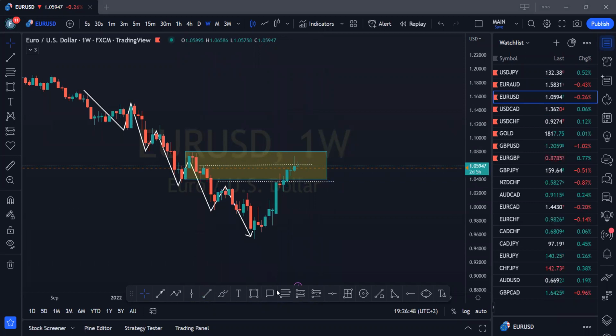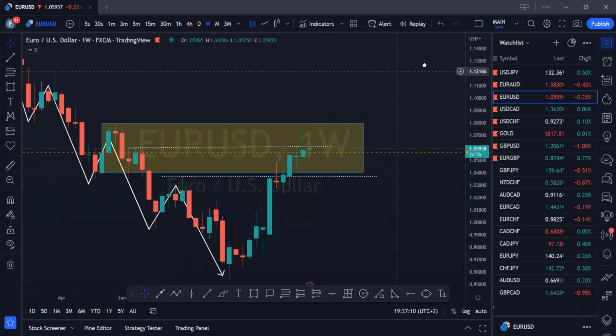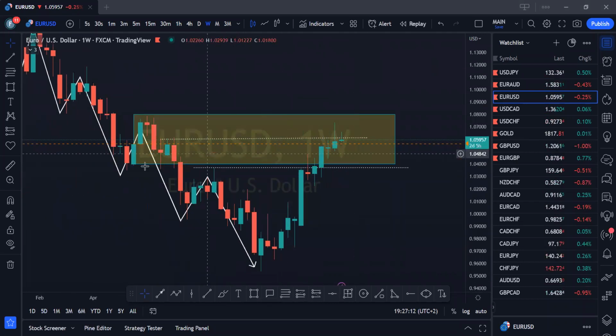So if you know that Euro USD is bearish, what one will start doing is to look for a sell opportunity based on market structure on a lower time frame. And then we've seen that multiple times in this block of supply. Let me make this bigger. In this supply block here, multiple times we've seen liquidity being grabbed.